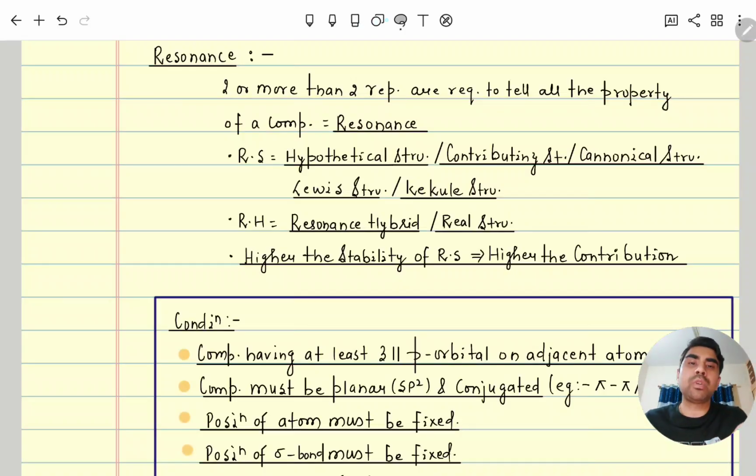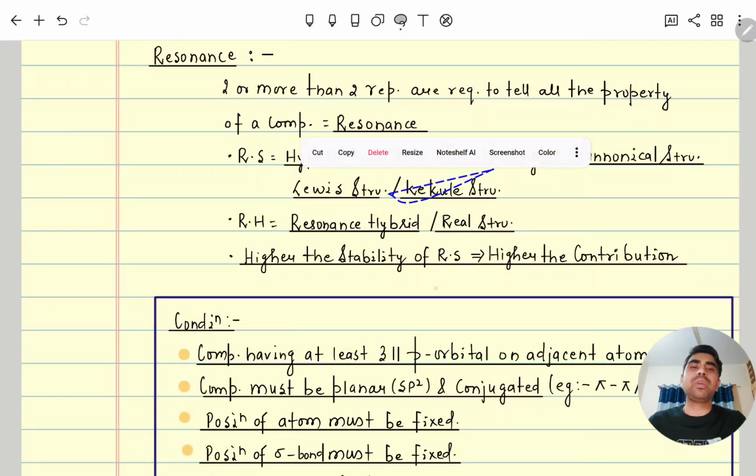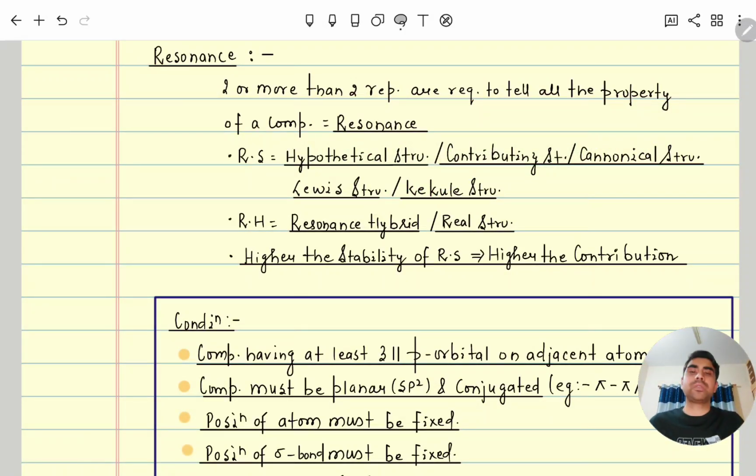So two or more Lewis structures are only called resonating structures. Two or more representations are required to tell all the properties of the compound. That phenomenon is called resonance, and all those structures are called resonating structures, Lewis structures, hypothetical or contributing structures, canonical structures, or Kekulé structures.